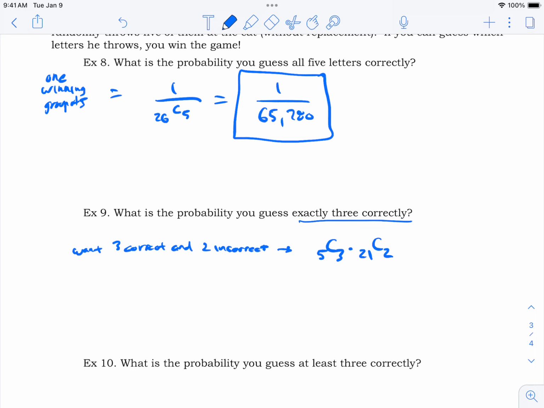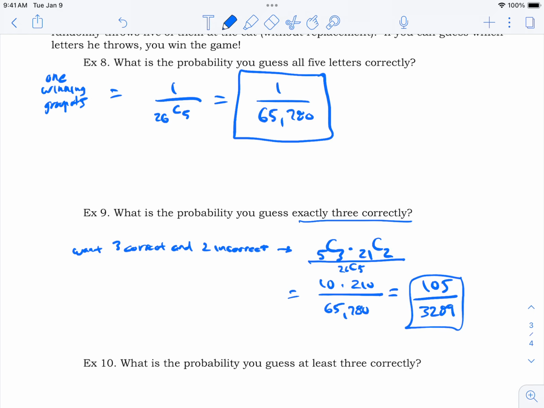So 5 choose 3. I have to hit buttons here. 5 choose 3 comes out to 10. The 21 choose 2 comes out to 210. I should have mentioned this is all over the 26 choose 5, right? So it's 10 times 210 over that 65,780. So if you multiply that all out, 10 times 210 is, well, 210 with an extra 0 on it. Divide by 65,780, and my calculator auto reduces to 105 over 3289.